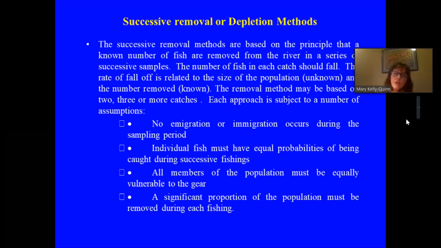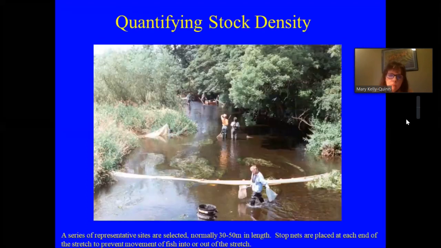So for your stream, you will be saying that we will use the successive removal method based on either 2 catches or 3 catches, depending on the number of fish caught in each, and that the study reach will be isolated with stop nets during the assessment. That's the sort of wording that you put in there. Okay, that's how to quantify it.